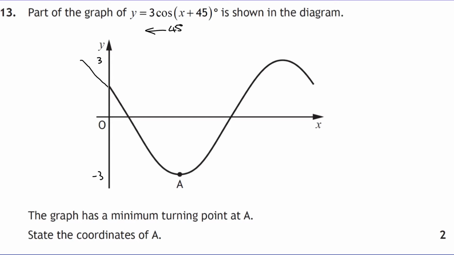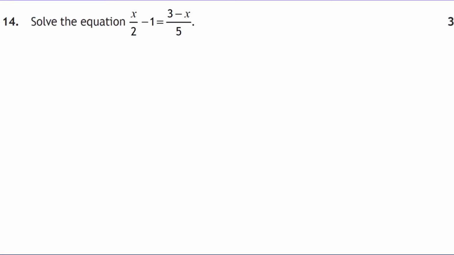But the whole graph's been shifted 45 degrees backwards. So instead of this being 180, which would be the halfway point, it's now going to be 135. So that's our x coordinate, 135 degrees, and the y coordinate is negative 3 from the amplitude. Okay, that's your 2 marks.